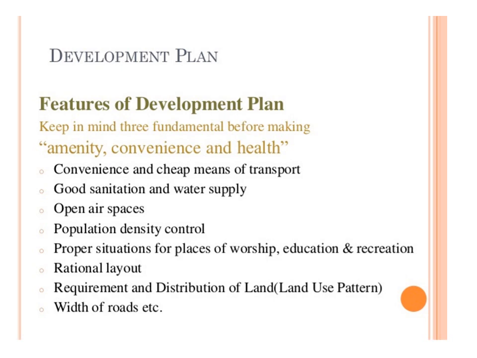That is, we have to follow the principle of town planning. Convenience and cheap means of transport should be incorporated. Good sanitation and water supply should be provided. Open air spaces, population density control, proper situation for places of worship, education and recreation is to be allocated. Rational layout is to be prepared. Requirement and distribution of land as per the land use pattern is to be prepared. Width of road should be mentioned.